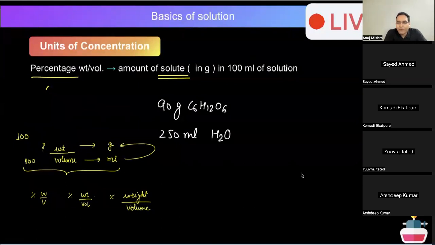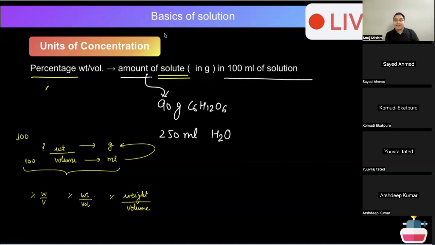90 gram of glucose, 250 ml of water. Okay, so the biggest question here is, do we know the amount of solute? Yes, we know this is the amount of solute. The next question is, do we know the volume of solution? Volume of solution, do we know? Please type yes or no in chat box. We don't know. Very good. Correct. Since we don't know volume of solution, can we use percent weight by volume in this case?